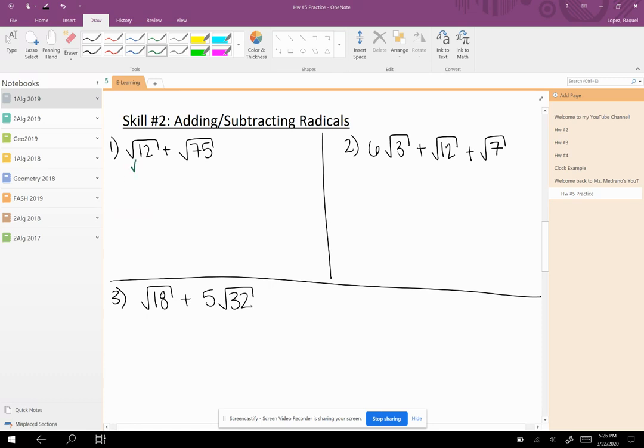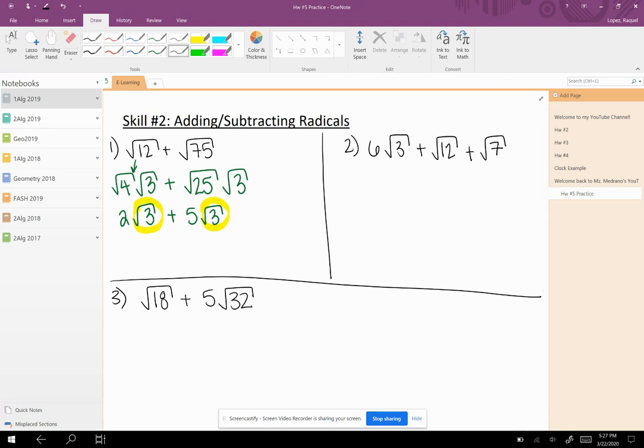So we already simplified the square root of 12, right? That got broken down into 4 and 3. 75 got broken down into 25 and 3, okay? Square root of 4 is 2, that root 3 is going to follow. Plus, square root of 25 is 5, that root 3 is going to follow. Once I've broken them down, I've got, for lack of a better term, like terms, right? Because both the 2 and the 5 have a radical 3 attached to it.